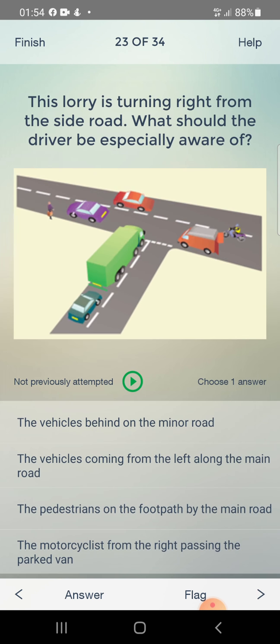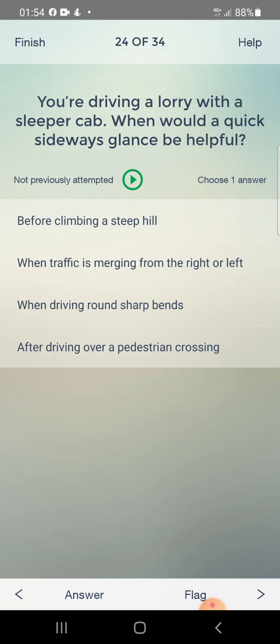Okay. This lorry is turning right from the side road. What should the driver be especially aware of? The vehicle behind on the minor road. The vehicles coming from the left along the main road. The pedestrian on the footpath by the main road. The motorcyclist from the right passing the parked van. Yes.